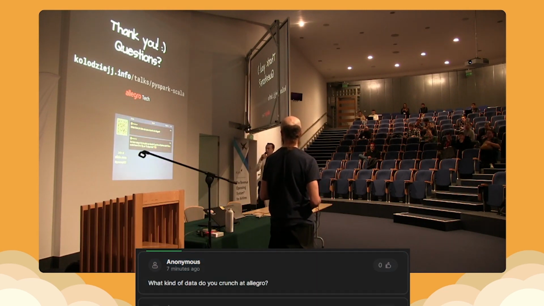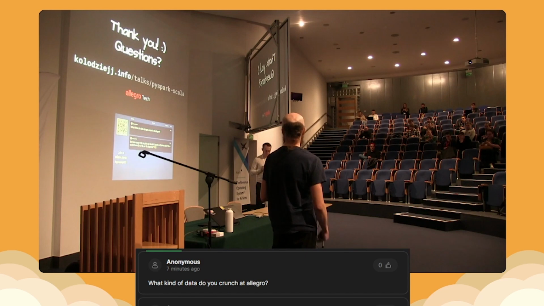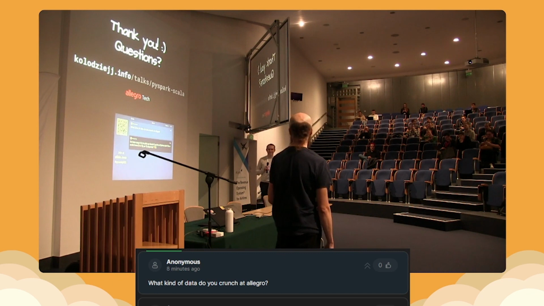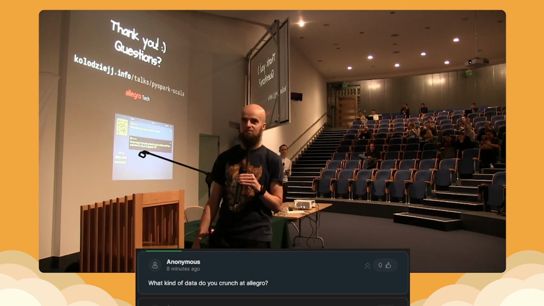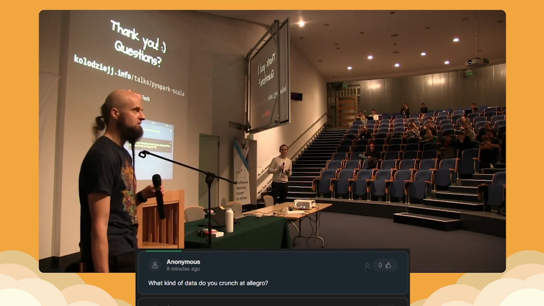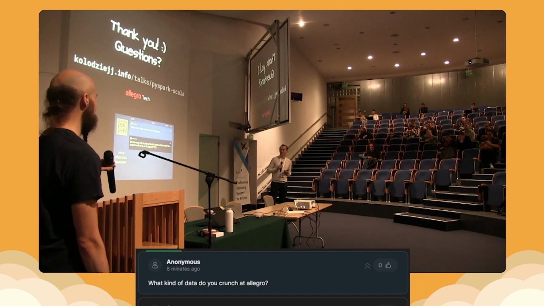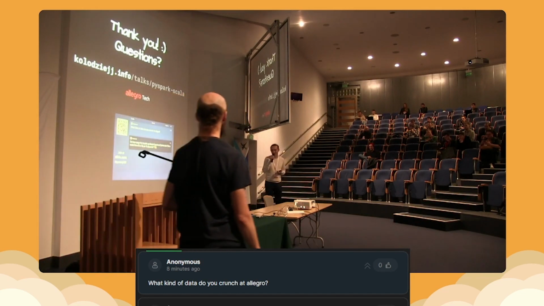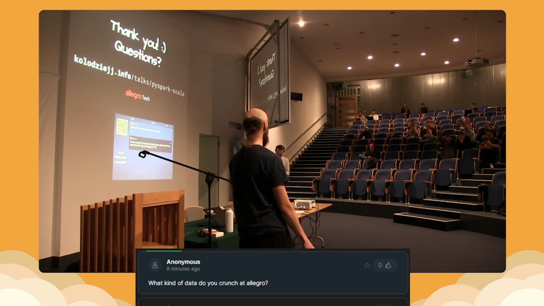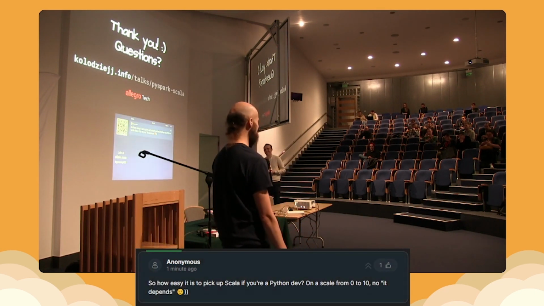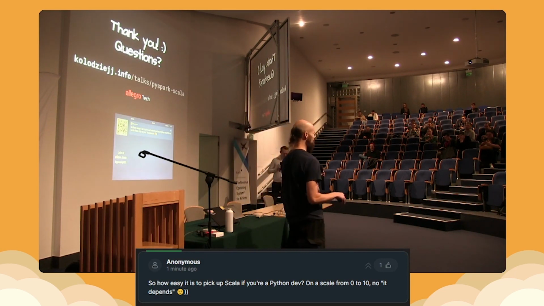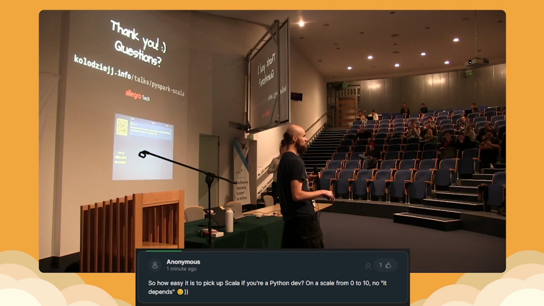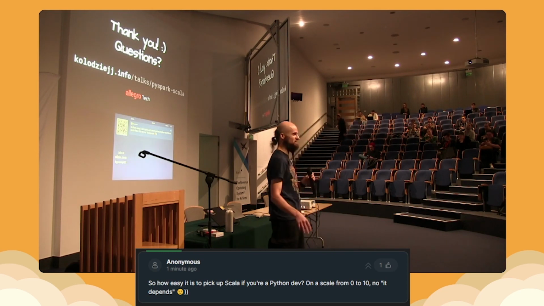What kind of data do you crunch at Allegro? I'm not sure I can offer you anything more interesting, but no, I don't think I can honestly answer that. Big data. Mostly, yeah, 90%. Sometimes this is not really big data, and you need to be aware of when not to use big data tools.